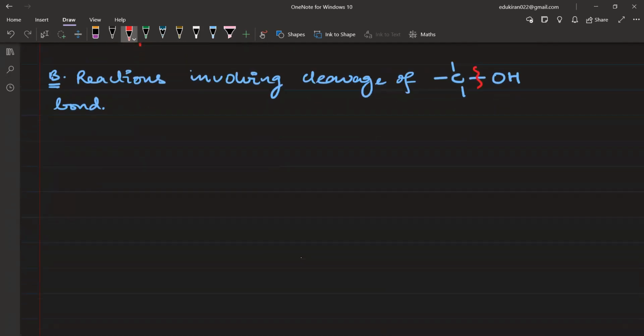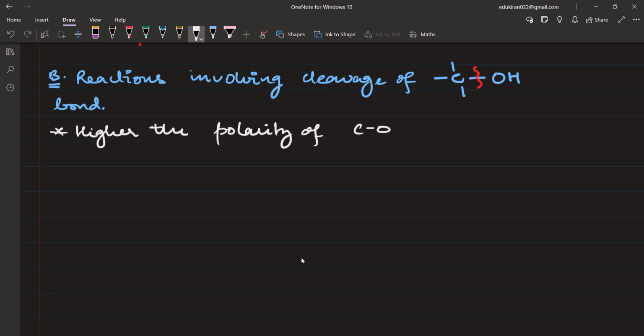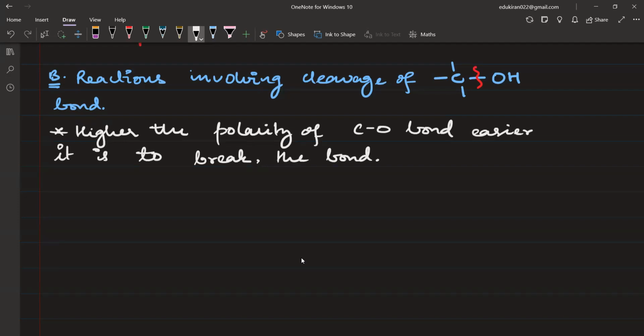How can we break the CO bond more easily? If we have high polarity in the CO bond, then it is easier to break. Please write next: higher the polarity of the CO bond, easier it is to break the bond.